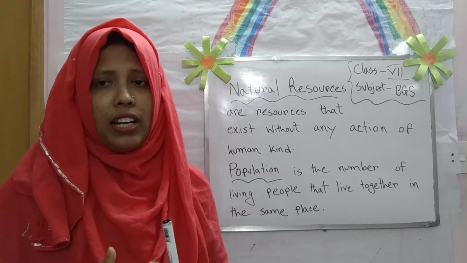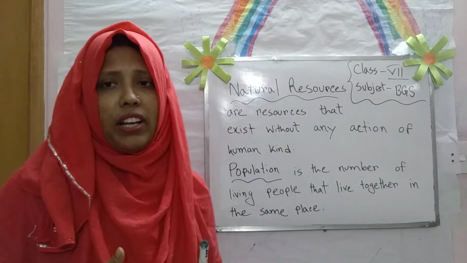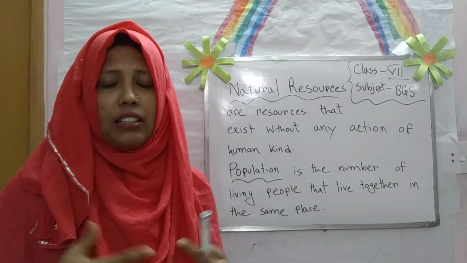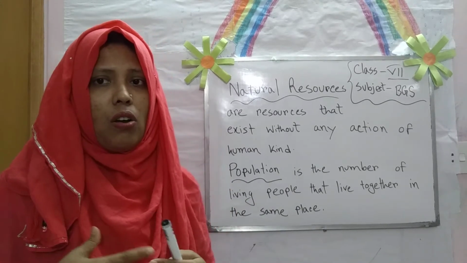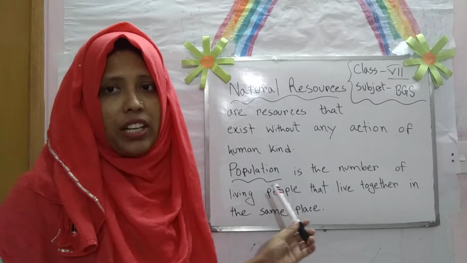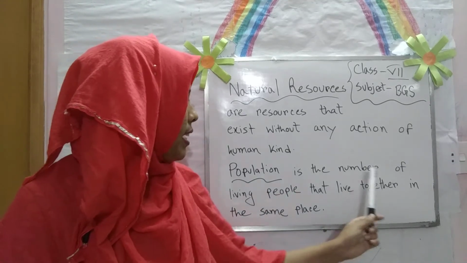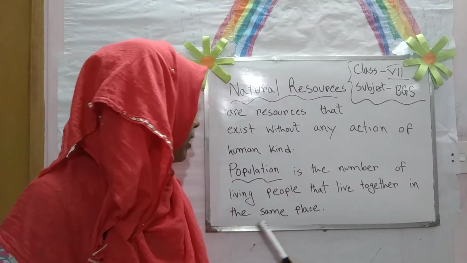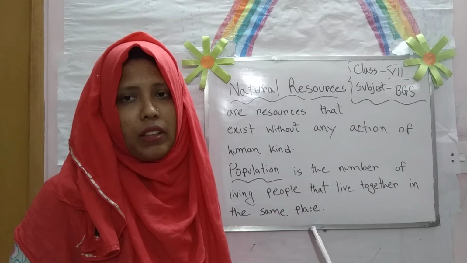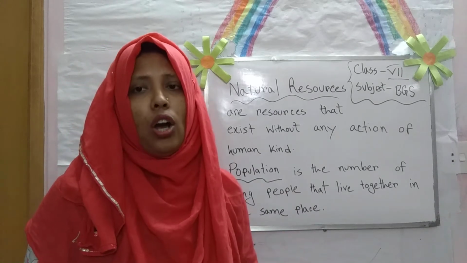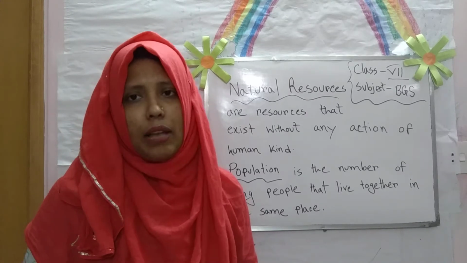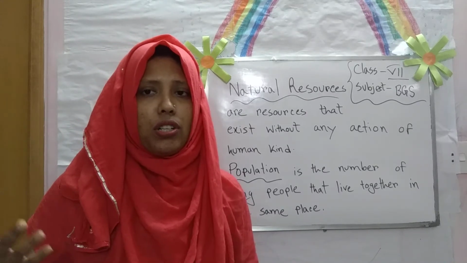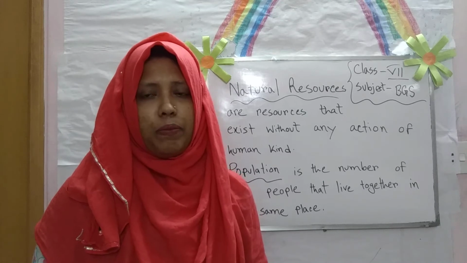In every country, natural resources and population have a relation. So what is population? Population is the number of living people that live together in the same place. They are the population of that place.